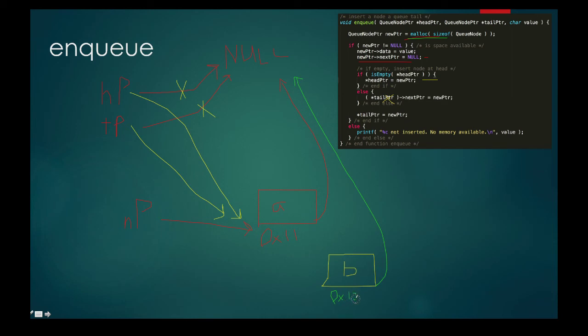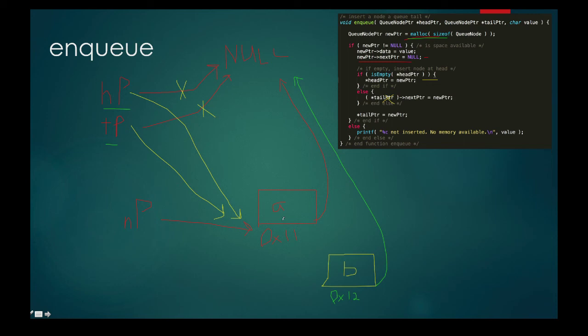All right, we check, is the head pointer empty? In this case, it's not empty because the head pointer right here is now pointing at this node. So what do we do? We update the tail pointer's next pointer to equal the new pointer. Because we're enqueuing, we don't need to worry about the head pointer. The head pointer needs to stay pointing at the front of the queue. We update the tail pointer.